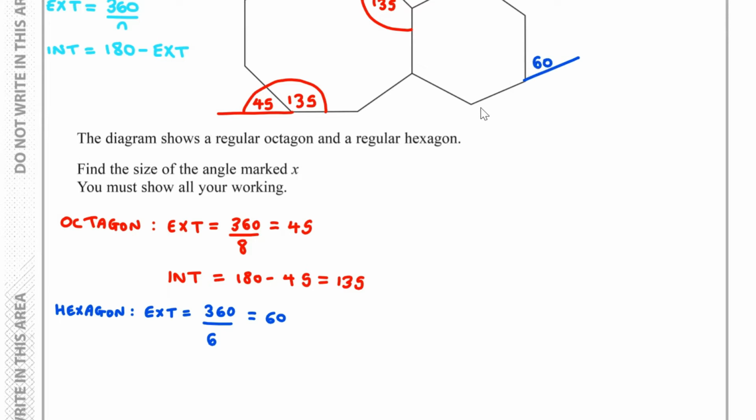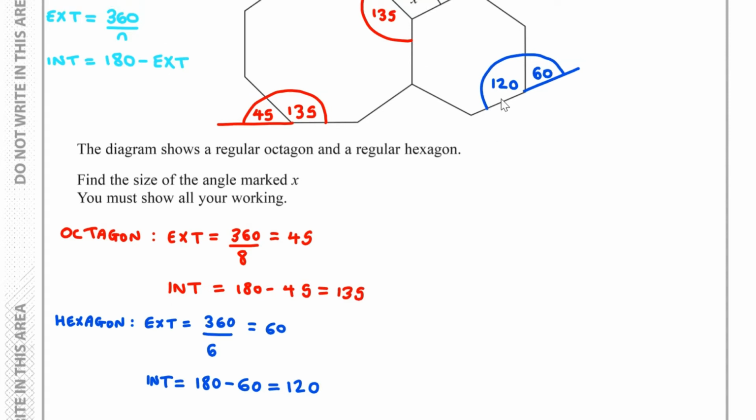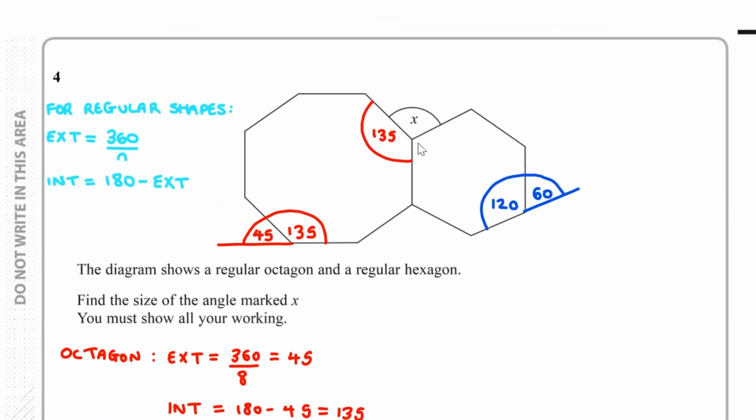And therefore this angle is the interior angle, which is 180 minus 60 degrees, which is 120. So this angle is 120. Okay, so let's just mark this on. We have 120 degrees here. So this angle is 120 degrees. We now need to find out what x is.